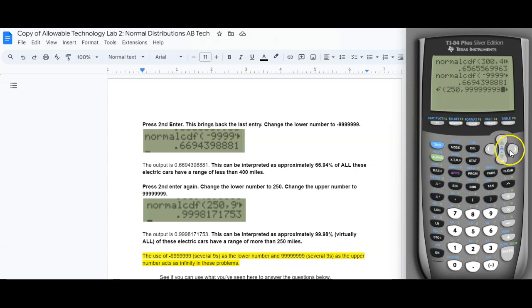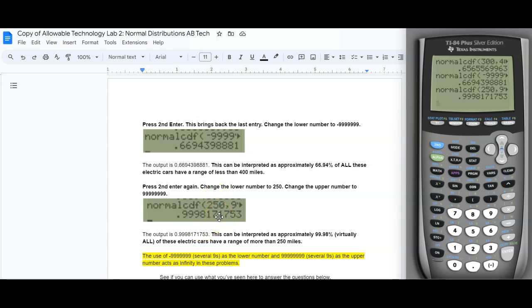Again, it can be just as many 9s as you want, except I don't want to do just two 9s here because that would be less than 250. Just a bunch of 9s because it's supposed to be like infinity. All right, mean, standard deviation after that. So I hit enter, and again you see that number.